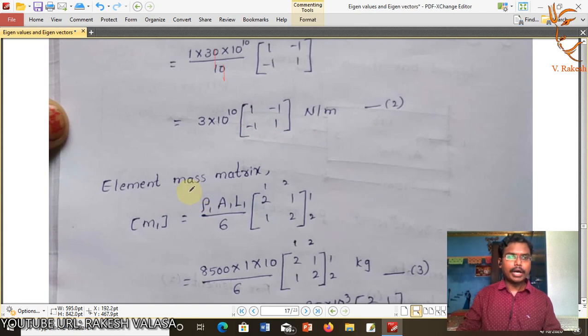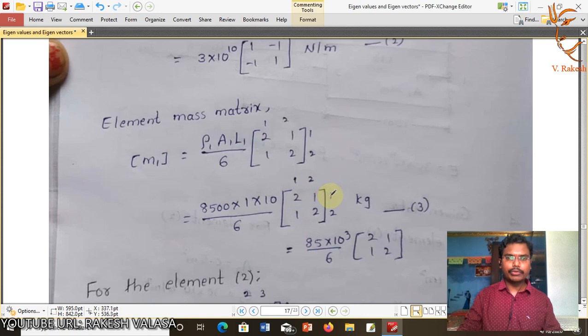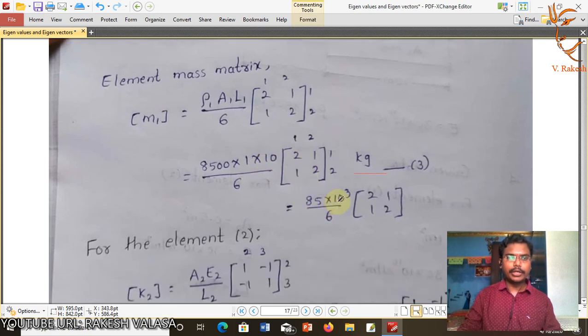Now calculate the mass matrix for element 1. We know the formula for the bar element: rho A L by 6 times [2 1; 1 2]. Now substitute the given values: rho equal to 8500 kg per meter cube, A1 equal to 1, L1 equal to 10, by 6 times [2 1; 1 2]. Now give the nodes 1 and 2. Units for the mass matrix is kgs. Now simplify this equation, we get 85 into 10 power 3 by 6 times [2 1; 1 2].